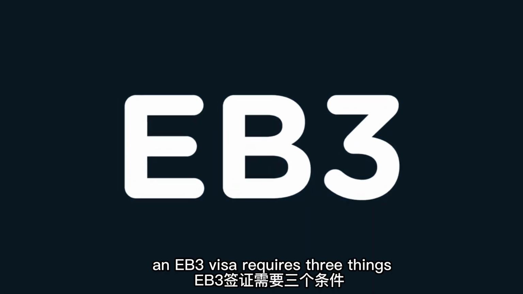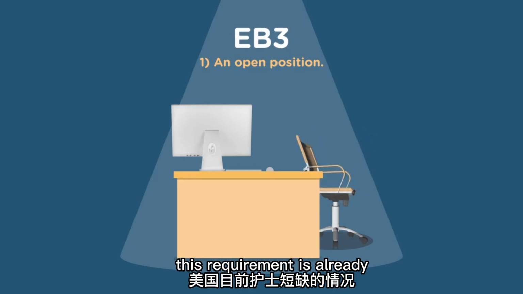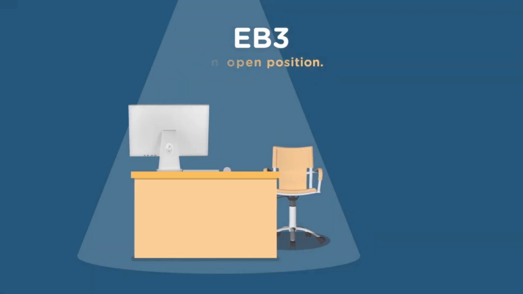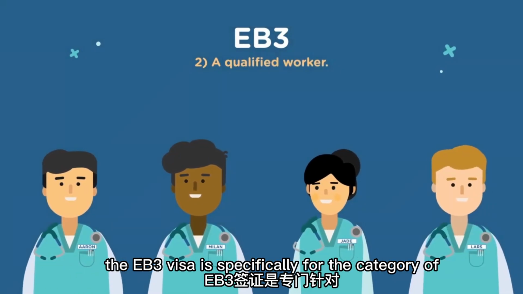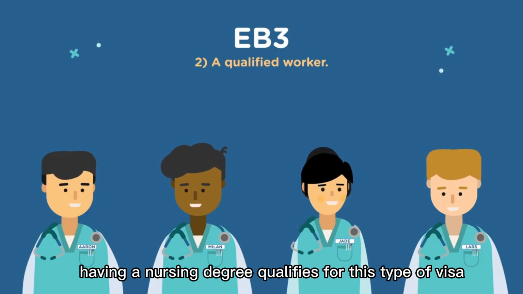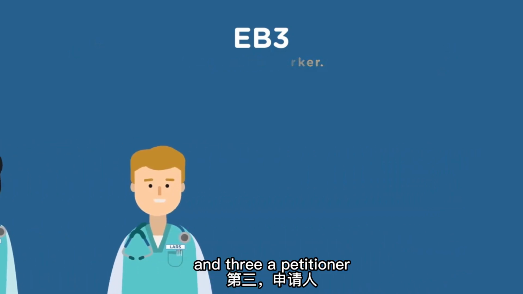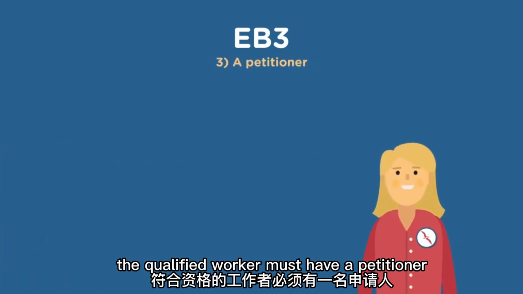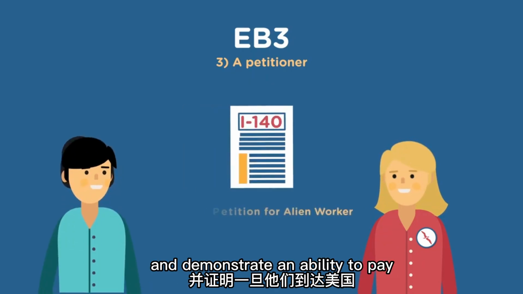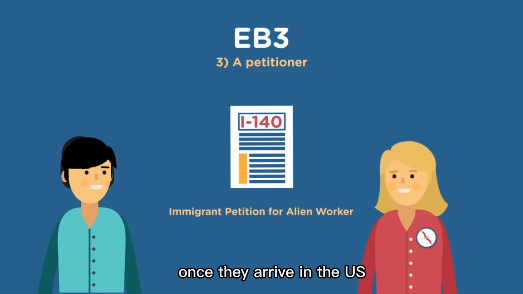An EB-3 visa requires three things. 1. An open position. This requirement is already met by the current shortage of nurses across the U.S. 2. A qualified worker. The EB-3 visa is specifically for the category of skilled worker or professional. Having a nursing degree qualifies for this type of visa. And 3. A petitioner. The qualified worker must have a petitioner who can submit an I-140 petition to the government and demonstrate an ability to pay that worker as their future employer once they arrive in the U.S.